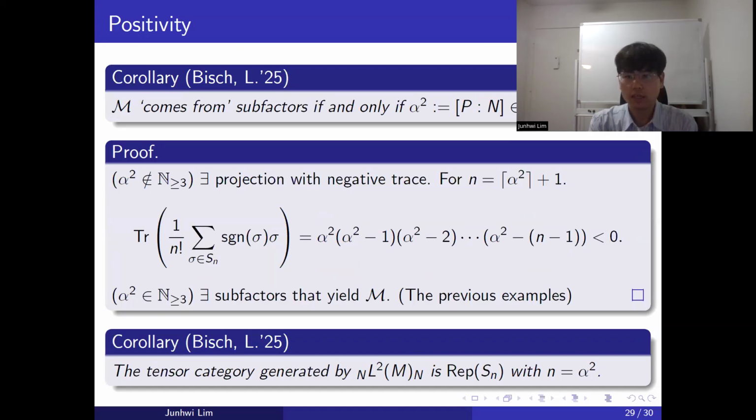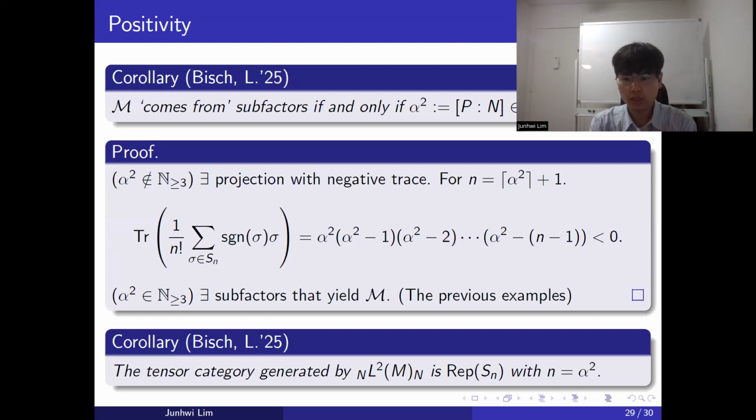Yeah, and as a corollary, we could show that our planar algebra comes from a subfactor if and only if the index of p over n is an integer greater than or equal to 3. When this is not the case, we can always find a projection whose trace is negative. So this does not come from a subfactor. And in the case where alpha squared is an integer greater than or equal to 3, we had the previous example coming from the graph planar algebra. So we have the equivalent conditions.